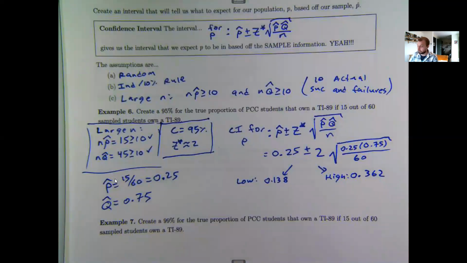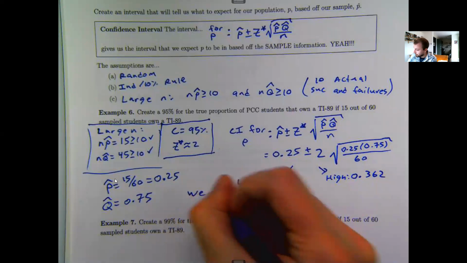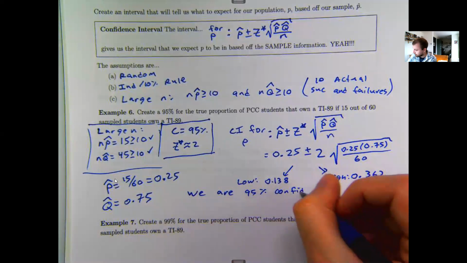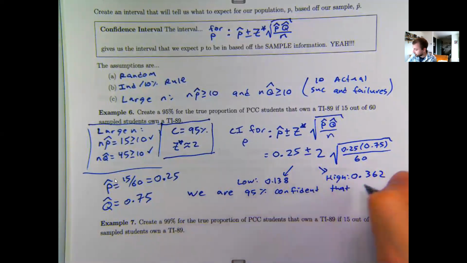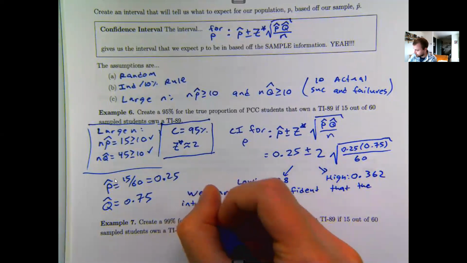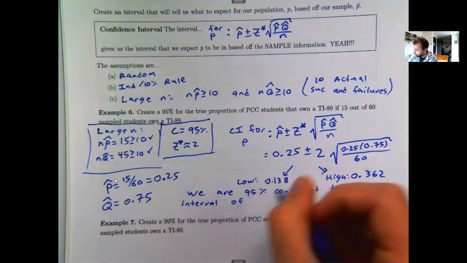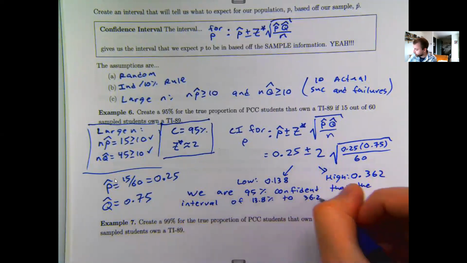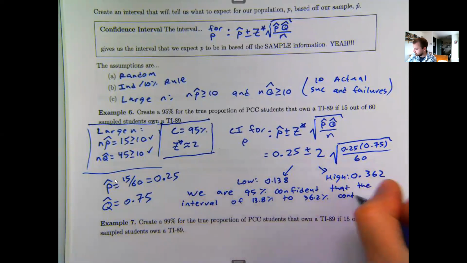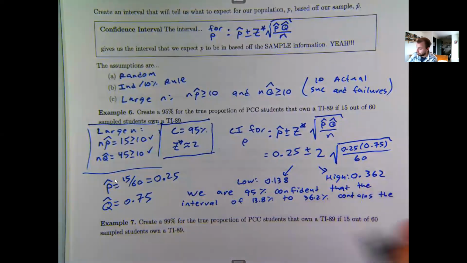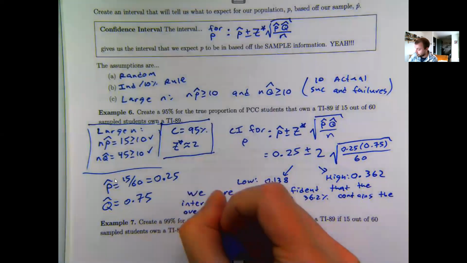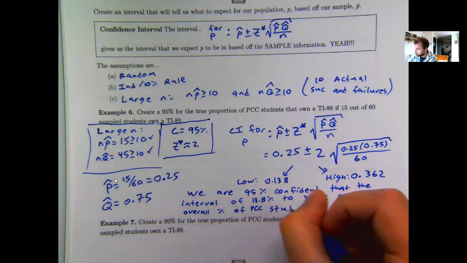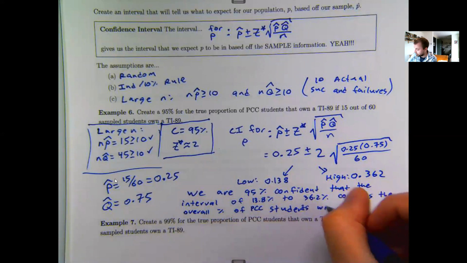I'm going to write out the sentence that goes along with this. We are 95% confident that the interval of 13.8% to 36.2% contains the population or overall percent of PCC students with a TI-89.